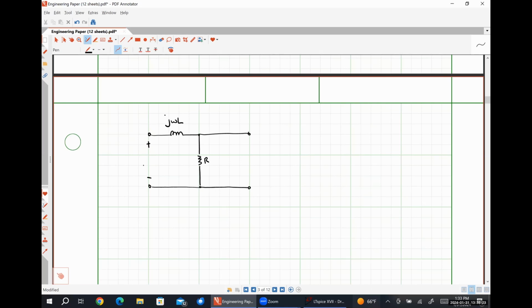Here's my input voltage. Here's my output voltage. Use your intuition and knowledge of circuits and tell me what type of filter you think this is going to be.